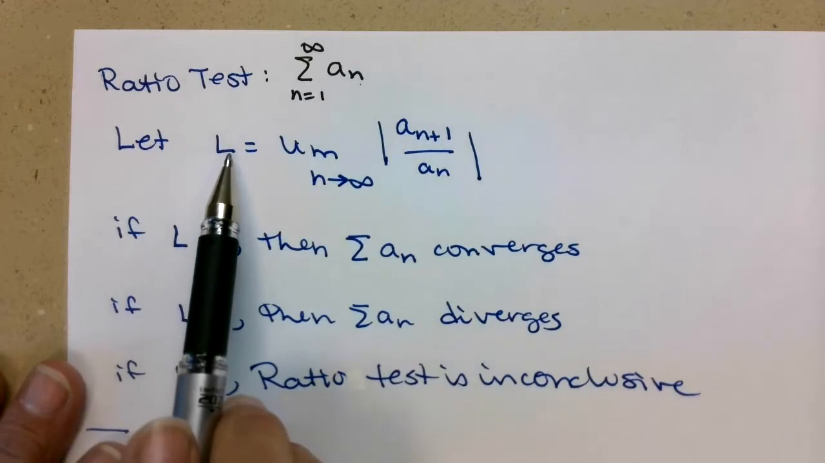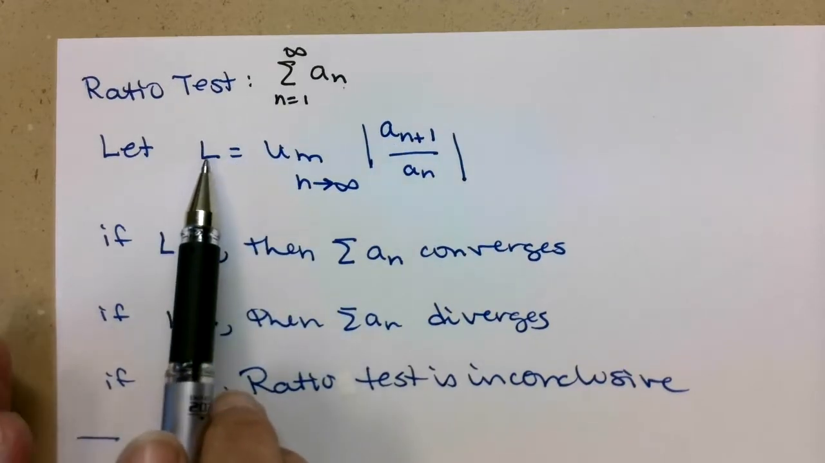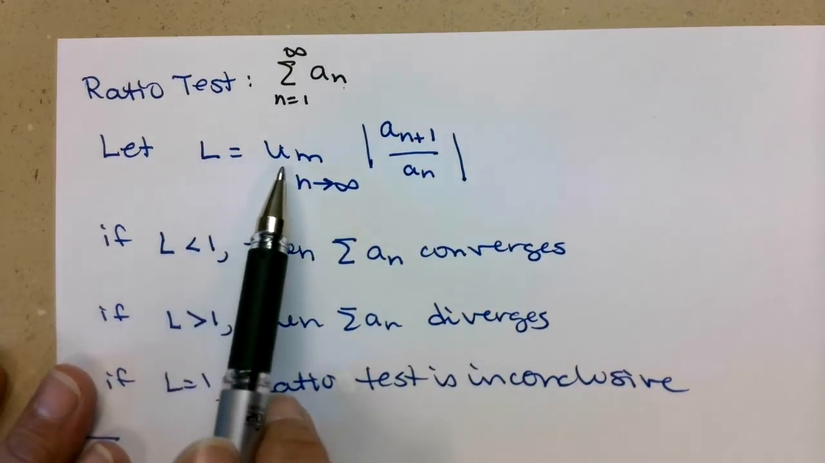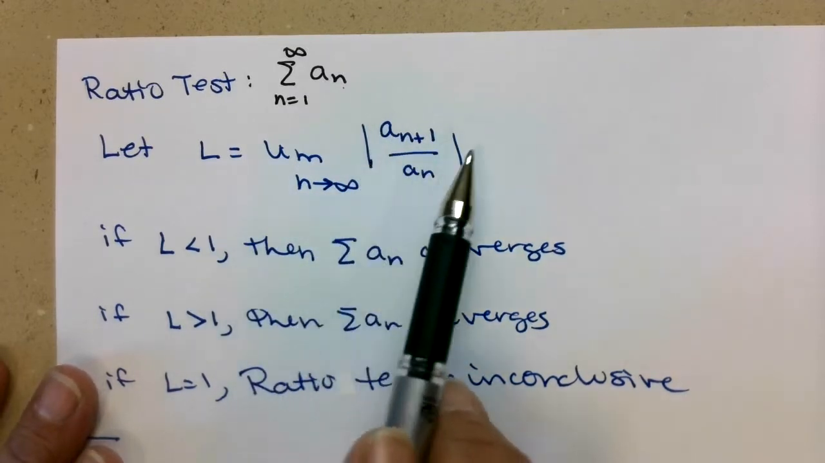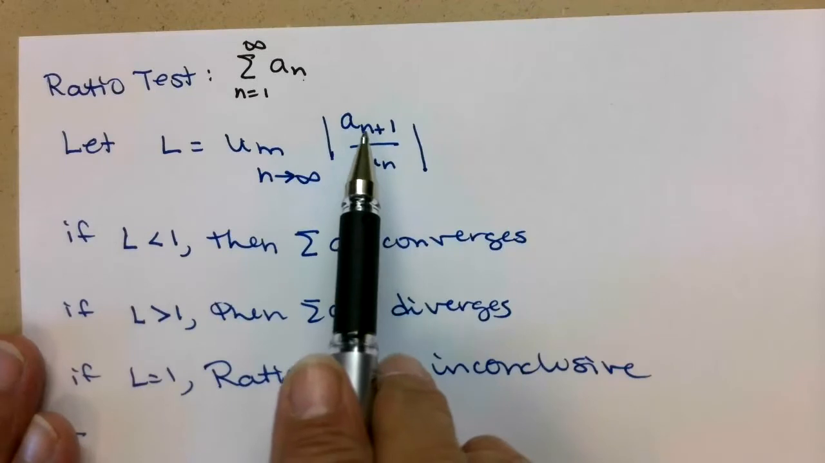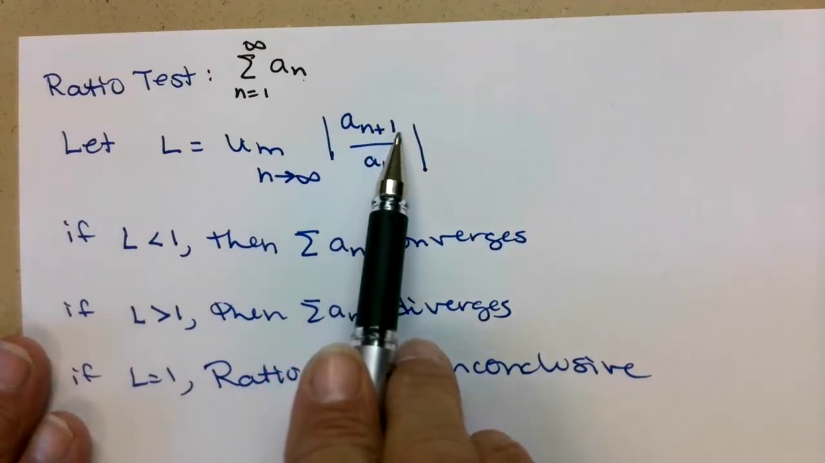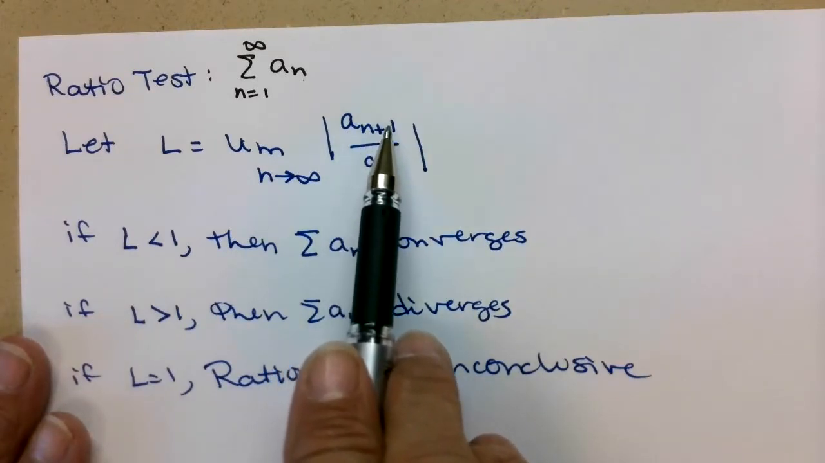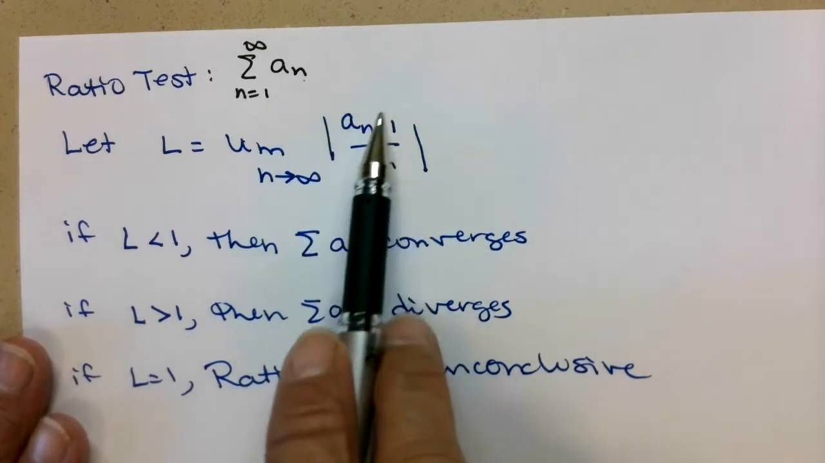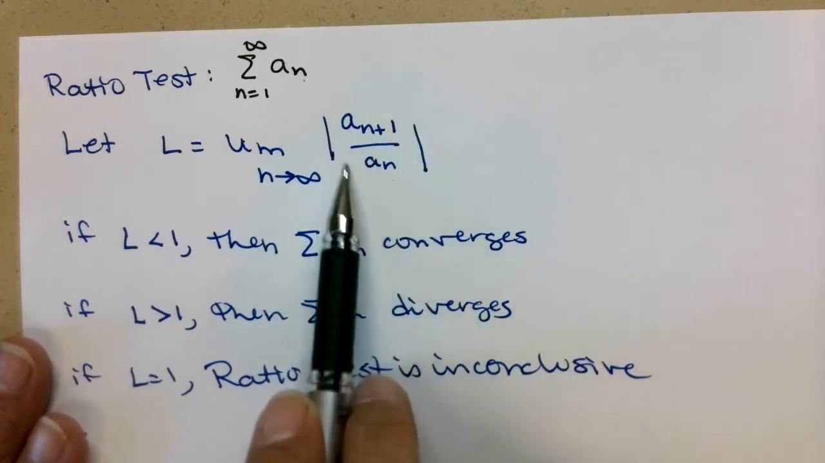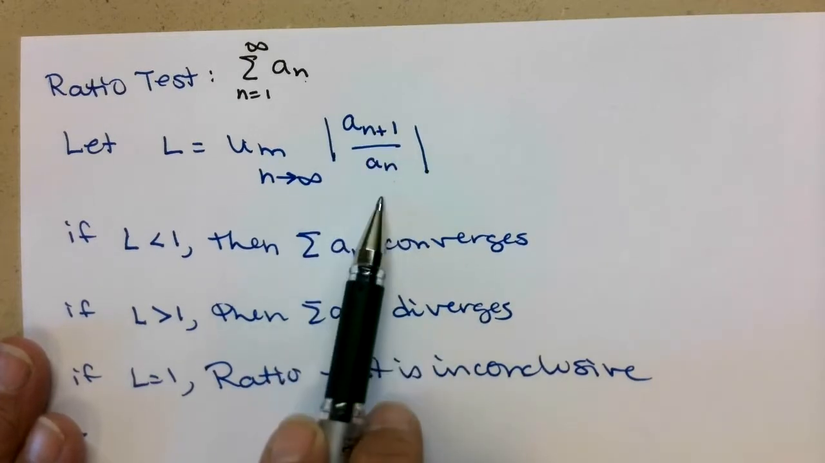We're going to let L, we just needed a constant or a variable, equal the limit as n gets big, and here's what the ratio is. It's the absolute value, so we don't have to worry about signs. We're going to take a sub n plus 1, so the limit of the n plus first term over the nth term. We're going to do some funny algebra manipulations here, and we're going to look at what the limit of this ratio is.